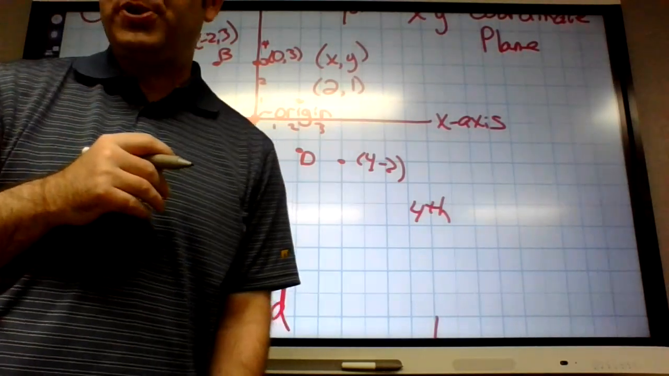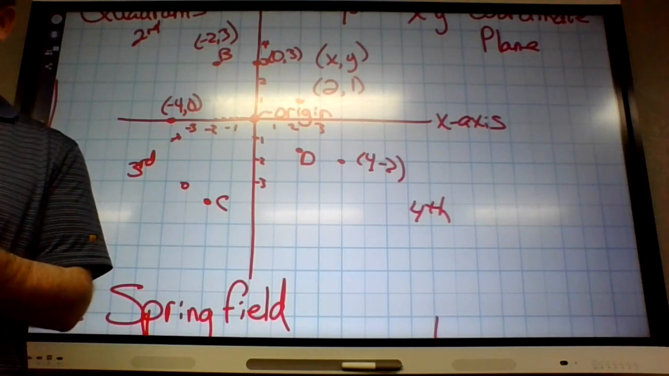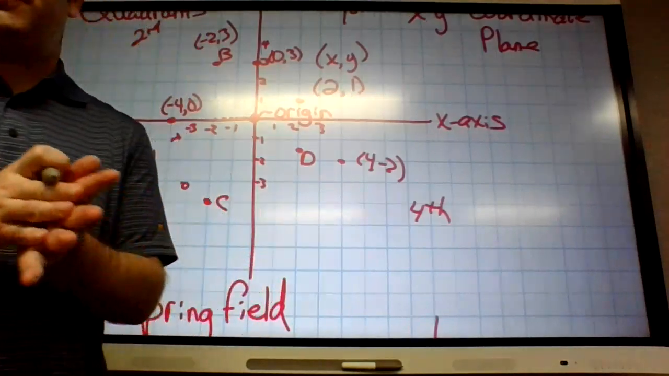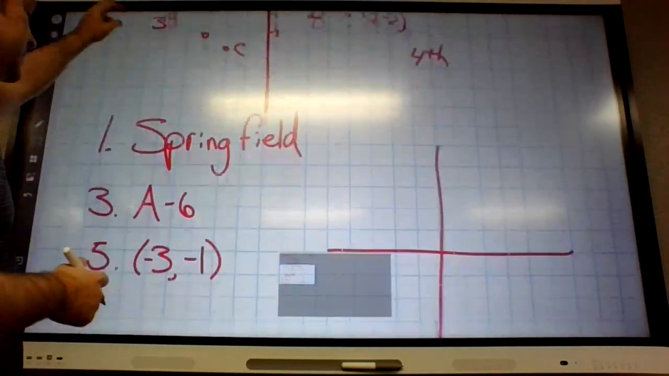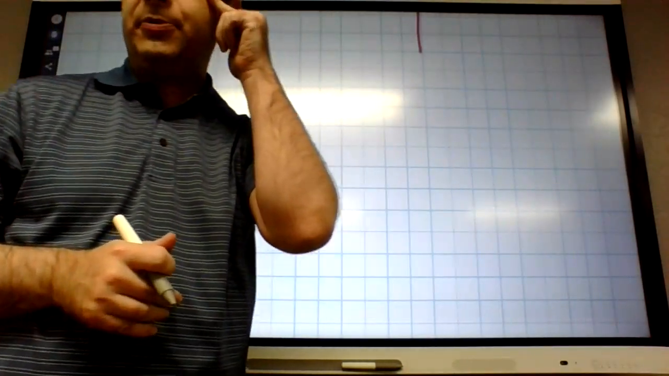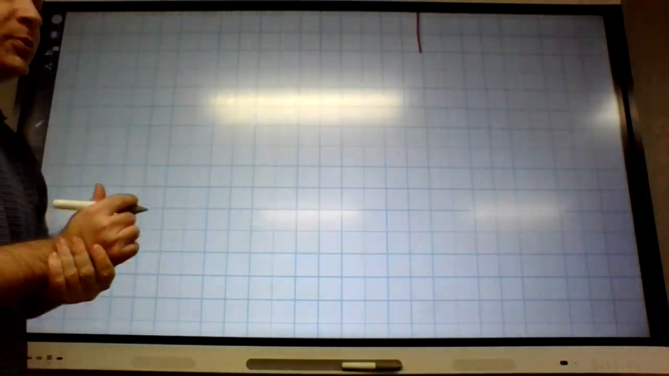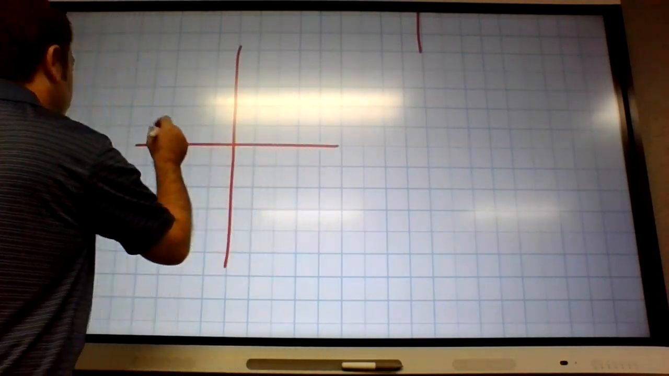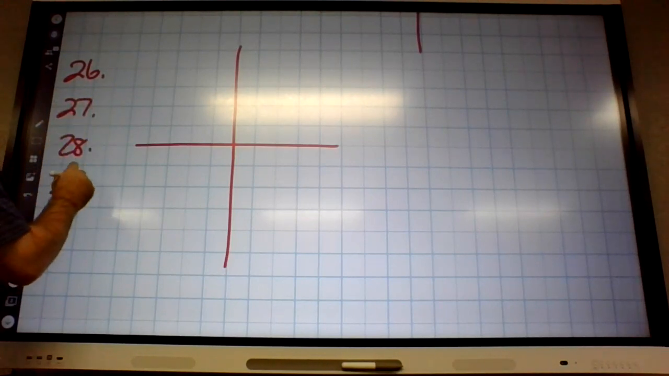Okay, on 26 through 29, you need to do a separate graph. So really, we only need 2 graphs for these. One graph for 15 through 24, one graph for 26 through 29. 27 doesn't just ask for the graph though, it says labeled, state the quadrant or axis containing each point. So maybe over on the side put 26, 27, 28, 29.